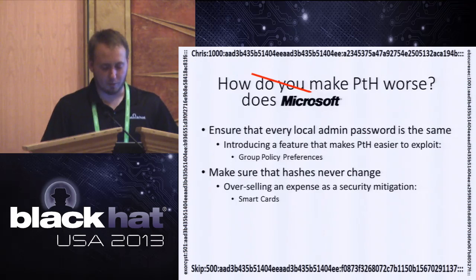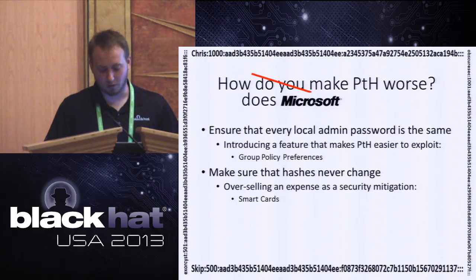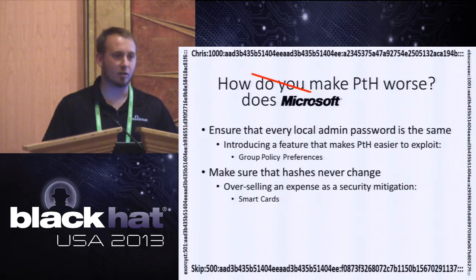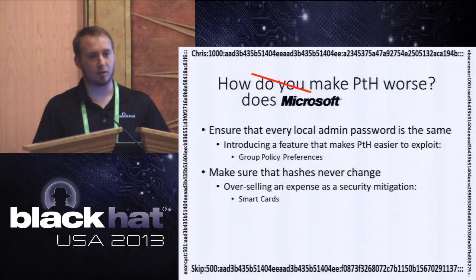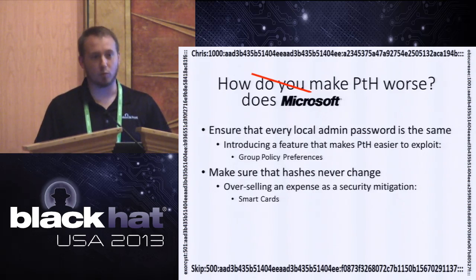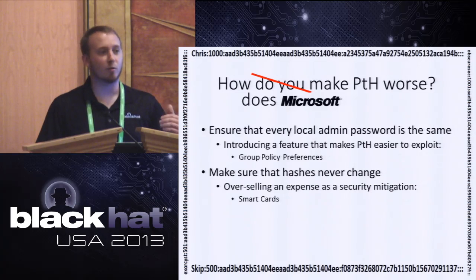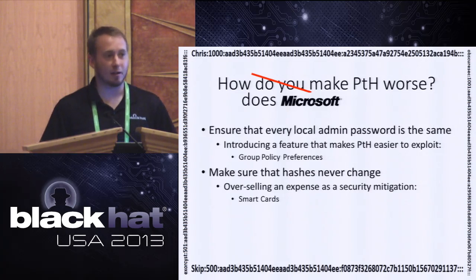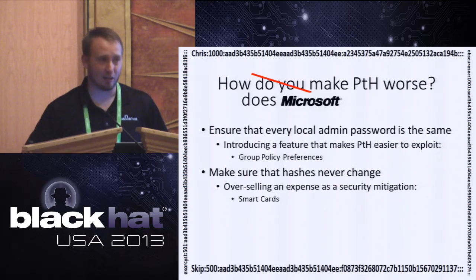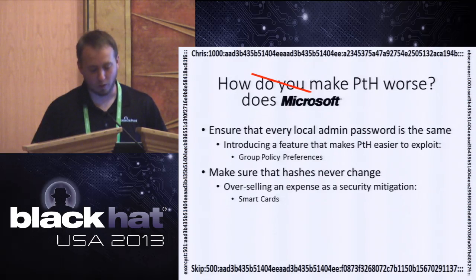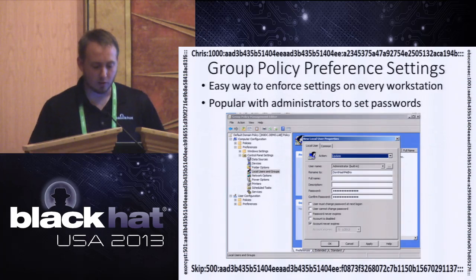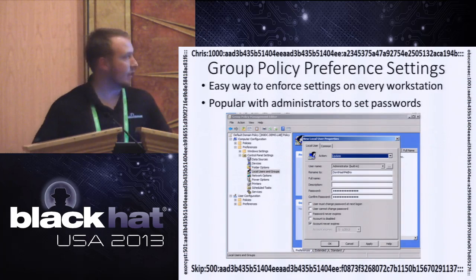Another way that Microsoft made this worse is with smart cards. I was part of an organization where Microsoft came in, a consultant came in, and tried to sell us on the security benefits of smart cards. And one of the things that they sold us on was that it would help mitigate the pass-the-hash attack. That was a decade ago, and of course, the Microsoft presenters went over the fact that it actually makes it worse. So let's start with group policy preference settings.